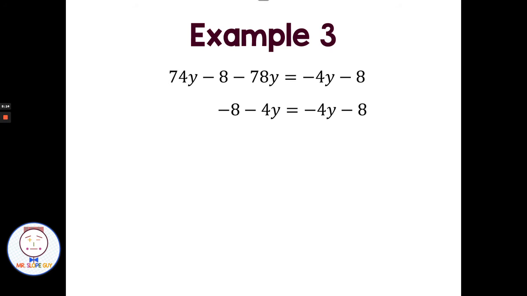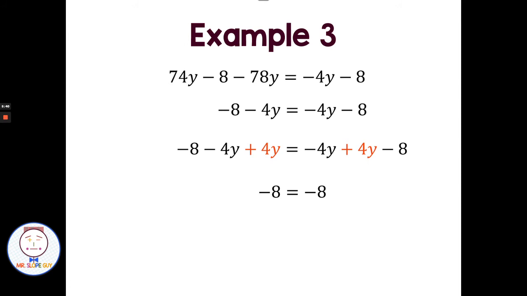I just want to look at getting all my y's to one side. A negative 4y, or subtract 4y, to get that to be 0, I'd have to do the opposite. I'd have to add 4y. If I add 4y on one side, I'd also have to add 4y on the other. So on the left side, that would leave negative 8, or subtract 8. And on the right side, negative 8, or subtract 8. So my y's eliminated. They canceled out. And now I'm left with negative 8 equals negative 8.